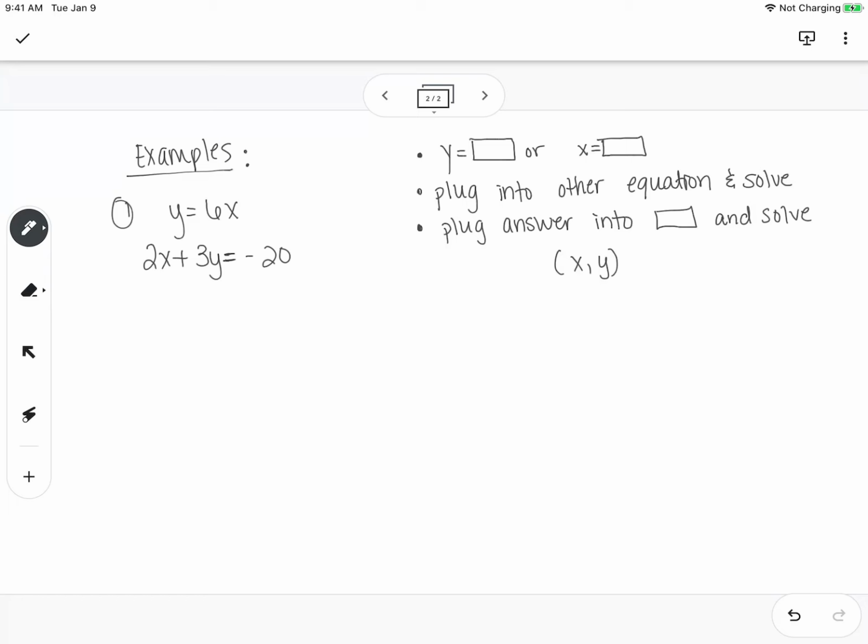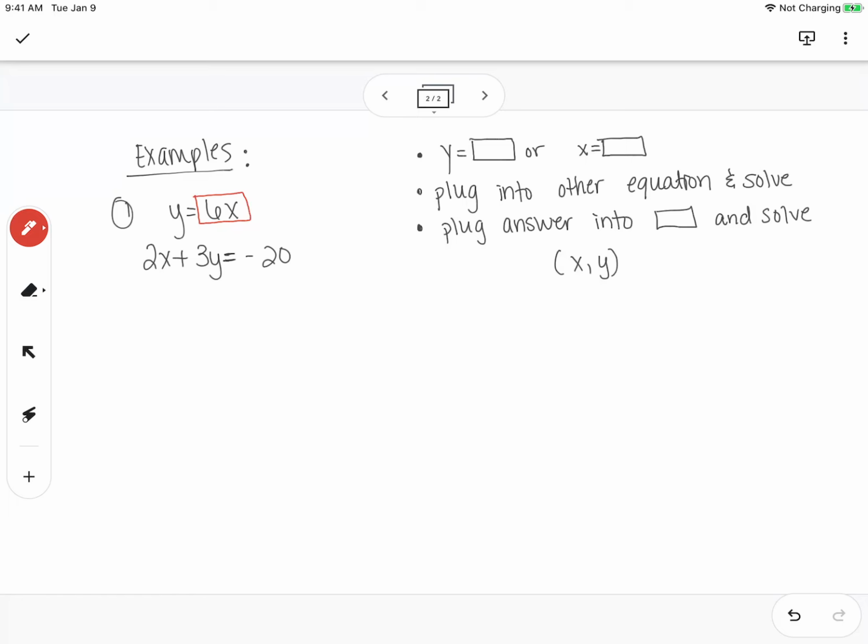Okay, so let's take a look at this first example here. We have y equals 6x and we have 2x plus 3y equals 20. Is this a system? Yes. How do I know? There's two equations and they're both linear, so we have a linear system. So what I'm going to do is I'm going to box up this 6x because that's what y equals. And so the first step is to figure out your x or y equals and box it up.